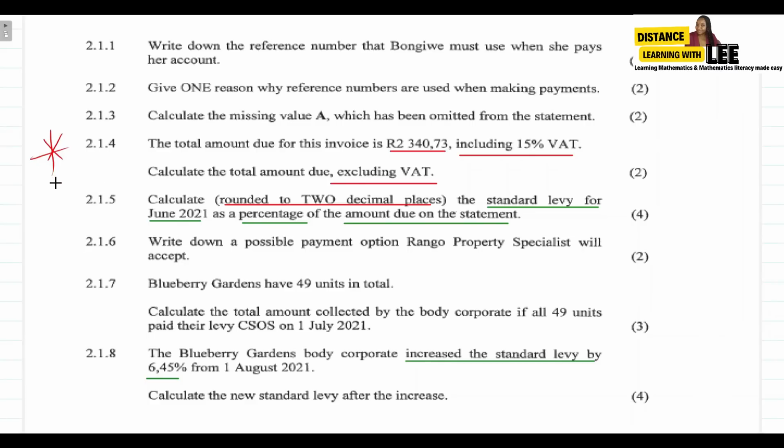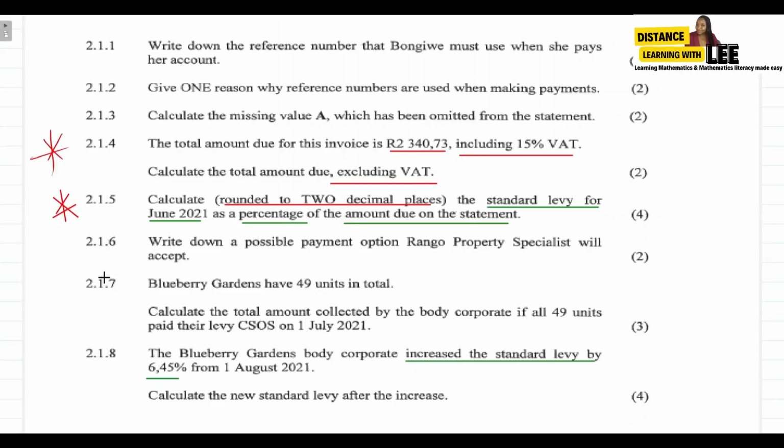I think what was very important here was calculating question 2.1.4, calculating your VAT. If they tell you the amount including and they tell you the amount excluding, what do you want and what do you have, the questions that you need to ask, right? Also here where we also have to calculate the percentage, right? Please work with the information that is given to you guys, right?